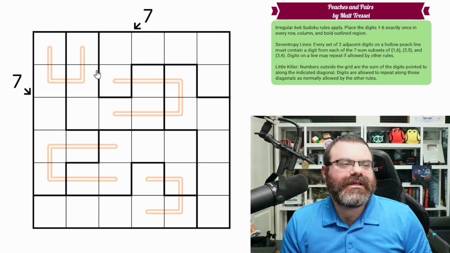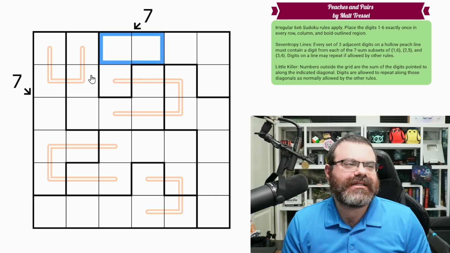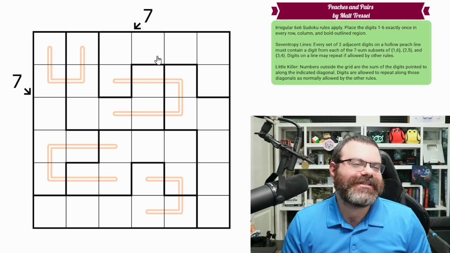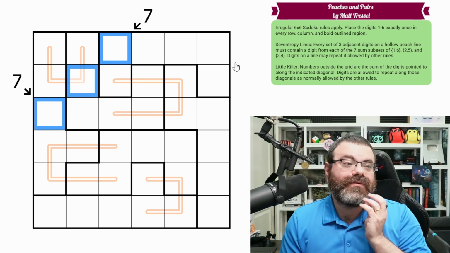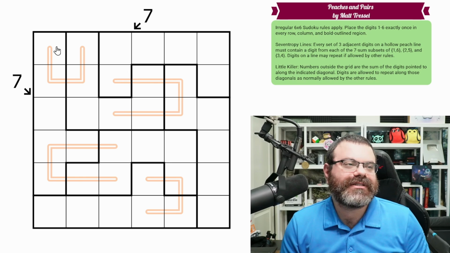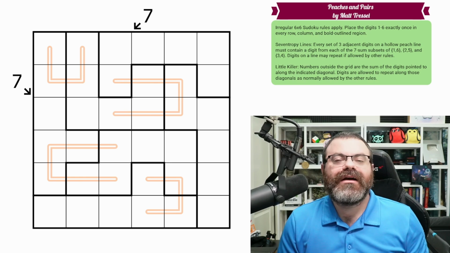All right, and we do have little killers. These are these clues outside the grid with a diagonal arrow. You look at what cells the diagonal arrow is pointing at all the way to the other end of the grid. So these 3 in this case, and those need to add to 7. What a surprise. Lots of 7s. All right. And there is no additional non-repeat rule on any of this. Like the only non-repeat rule in the entire puzzle is the irregular Sudoku rules. We don't add any extra ones. All right, and that's it.